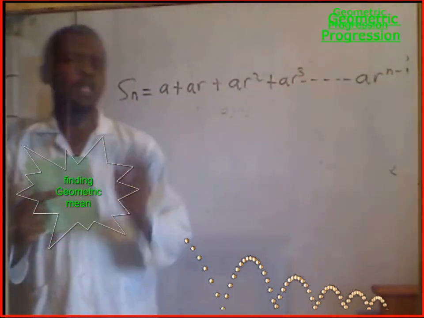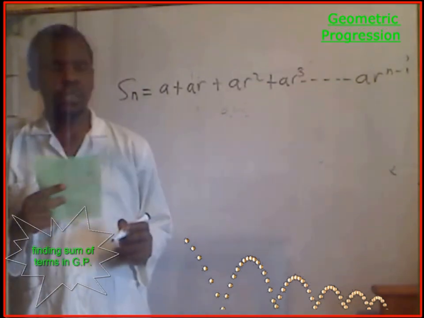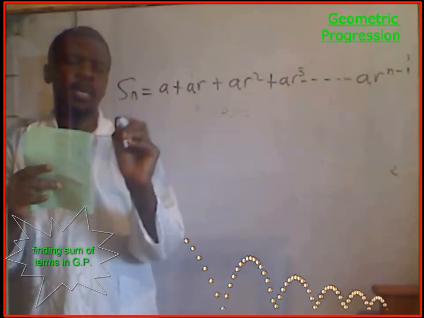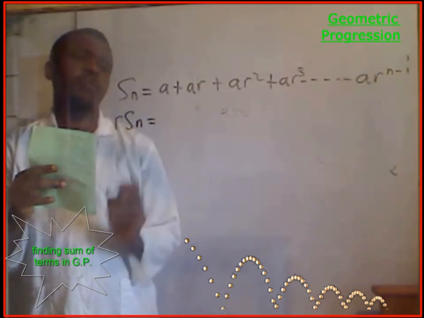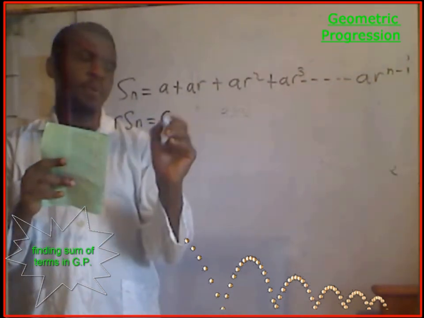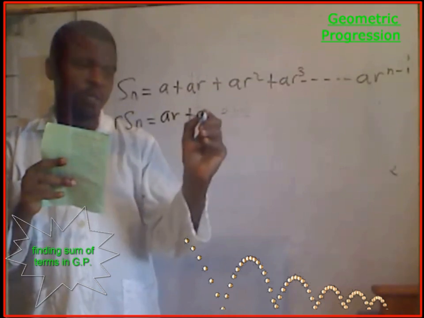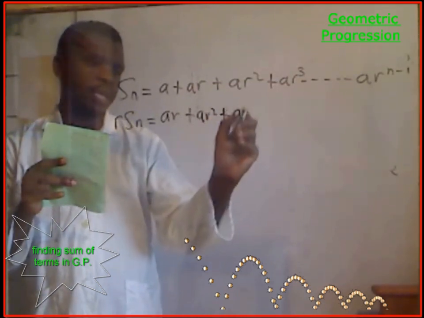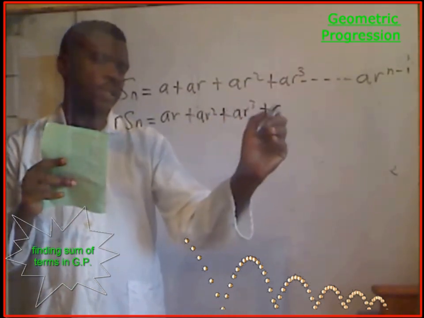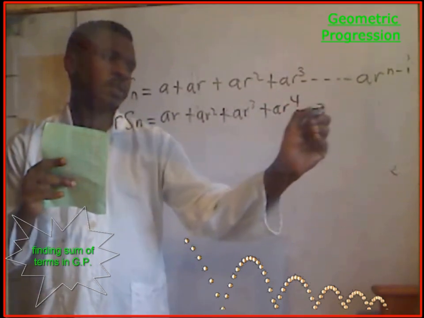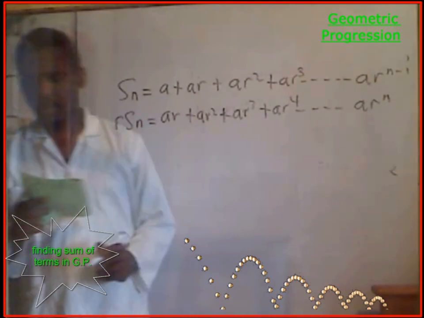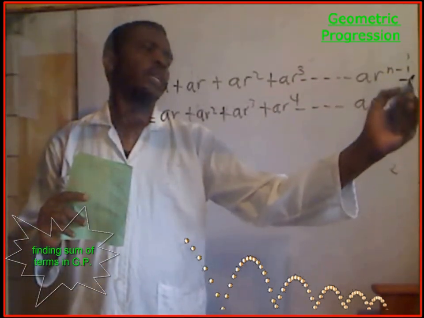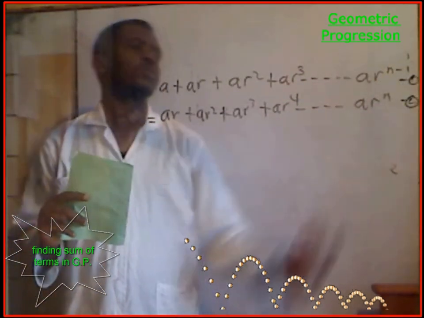Now, if we multiply this by r, we have r times the sum of the first n terms. We shall have ar plus ar squared plus ar cubed plus ar to the fourth, right up to ar to the n. Call this equation 1, call this equation 2.